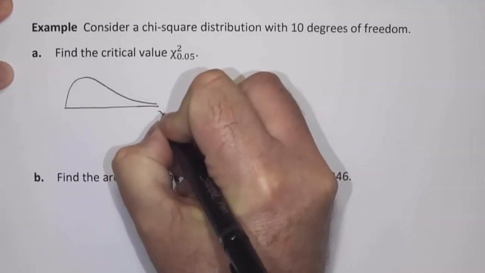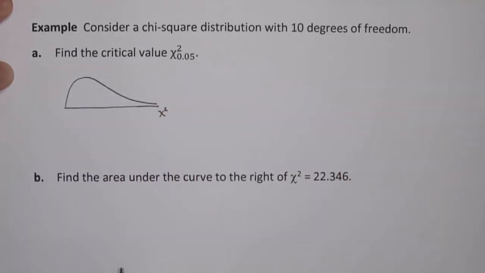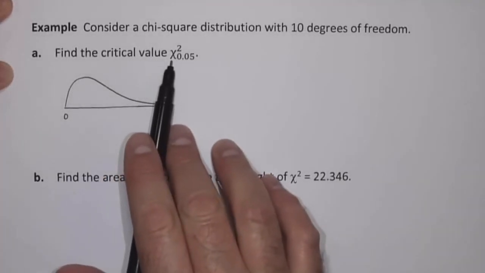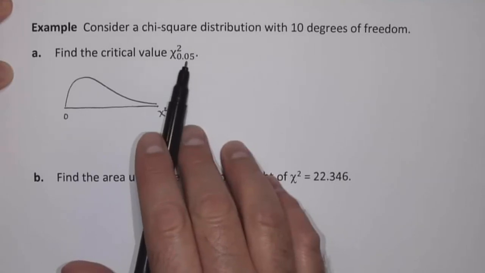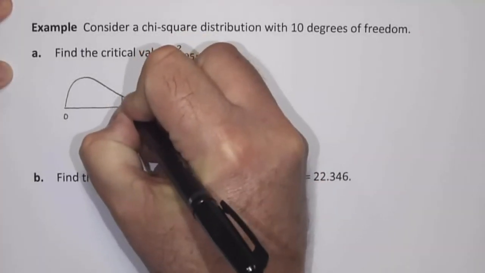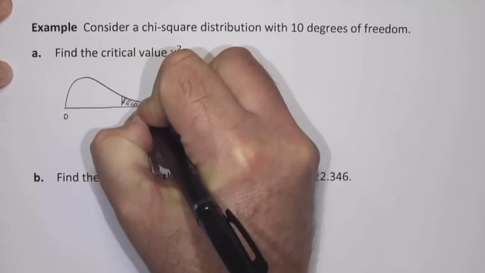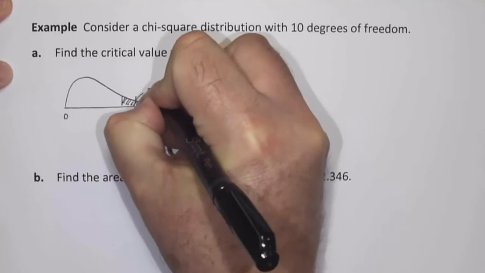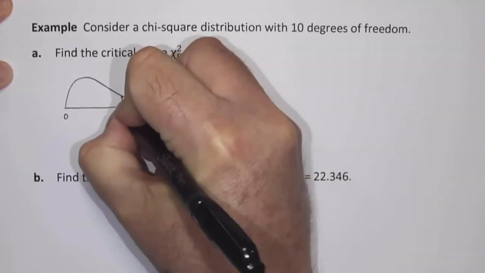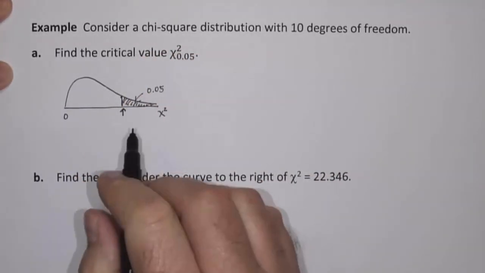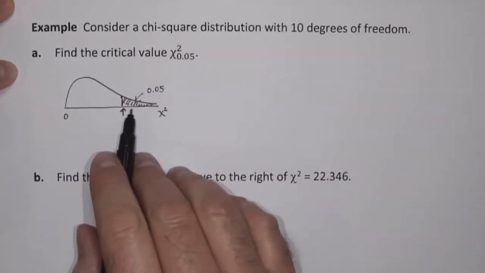So if we have a chi-square distribution with 10 degrees of freedom, that chi-square distribution is going to look something like this. Again, this is a chi-square distribution. 0 would be over here. And if we want to find a critical value chi-square sub 0.05, that 0.05 is alpha. That would be this area over here in the right tail. And that area right there would be 0.05. And we want to figure out what is this value here that has that area of 0.05 to the right.